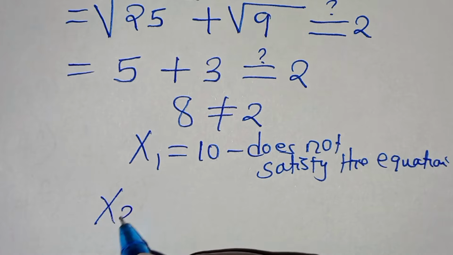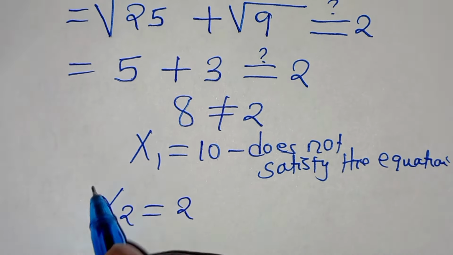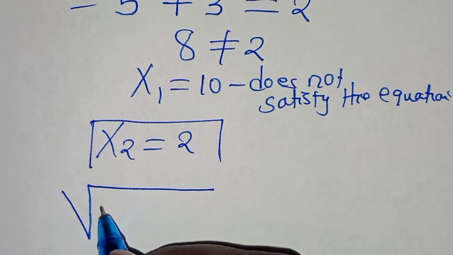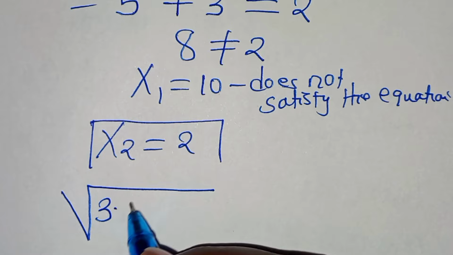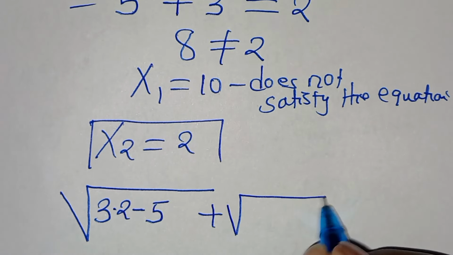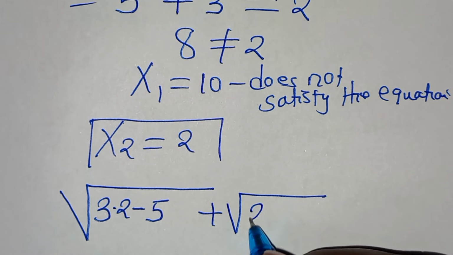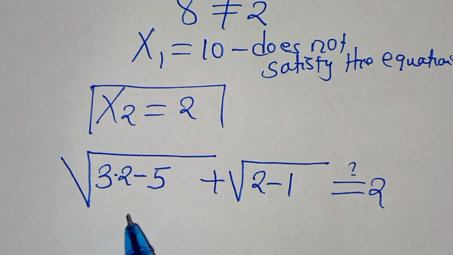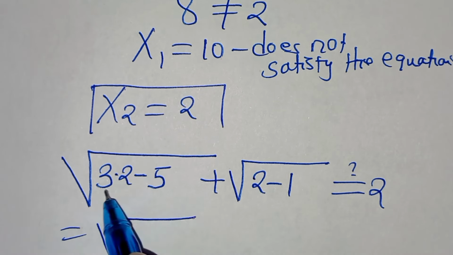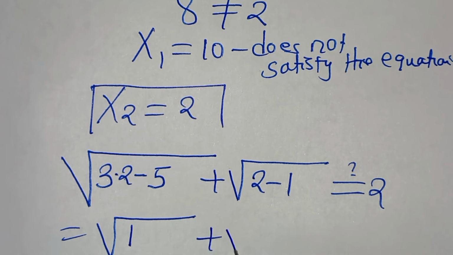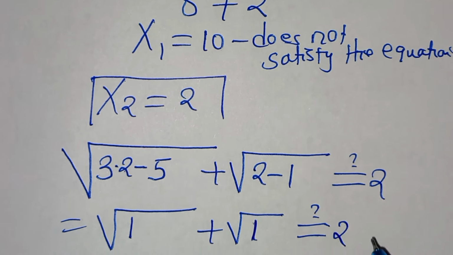Now let's check x2, which is equal to 2 from here. So we have the square root of 3x, which is 3 times 2, minus 5, then plus the square root of 2, because x is 2, minus 1. This is supposed to give us a value of 2. So this is equal to the square root of 3 times 2, this is 6. 6 minus 5, this is 1. Then plus square root of 2 minus 1, which is 1. This should give us a value of 2.